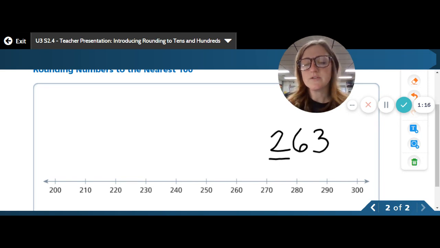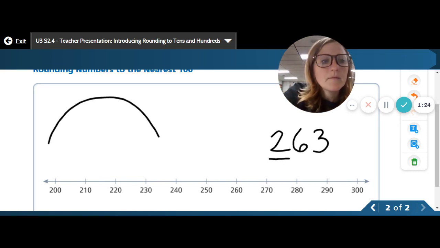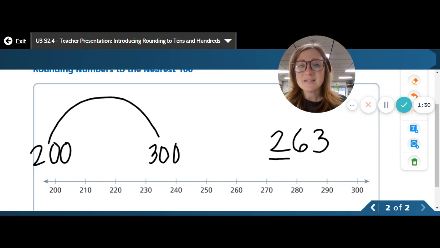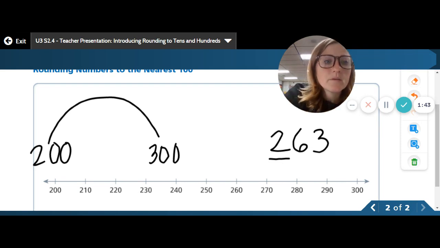So if I look at the hundreds, it's 200. That means that if I'm drawing a mountain, it starts at 200 and it ends at 300 because my special number 263 comes between 200 and 300. The middle is 250.